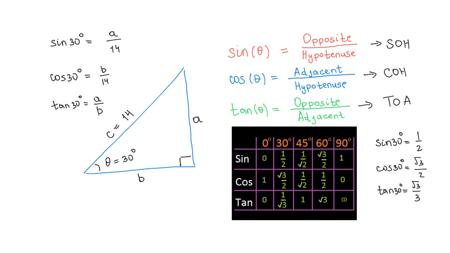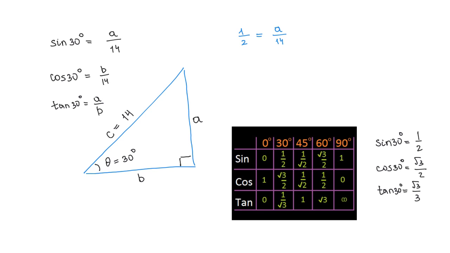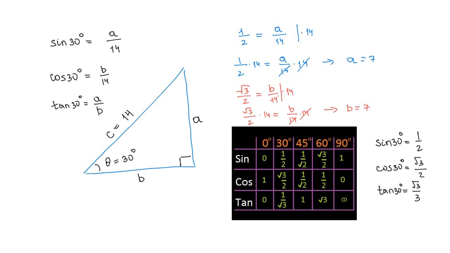So what do we have? Sine of 30 degrees, which is 1/2, is equal to A over 14. If we multiply both sides by 14, 14 and 14 cancel out on the right side of the equation, and we have A equal to 7. Let's go to cosine. Cosine of 30 degrees, which is square root of 3 over 2, is equal to B over 14. Again, we multiply both sides by 14 and have B equal to 7 square root of 3. We solved the problem, and it appears that we don't need the tangent for this problem.